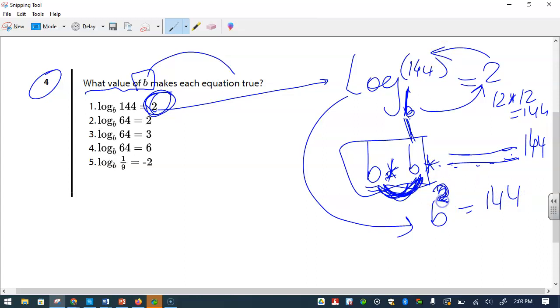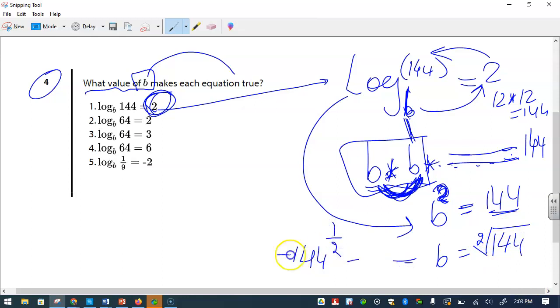Just imagine you did not know what this b was. If this number was something different, like 153, then you have to write b is the square root. So put the square root of this 144, which is also 144 raised to the power 1 over 2, and the square root of 144 is 12. So you get the answer directly. Now let's do the second one.